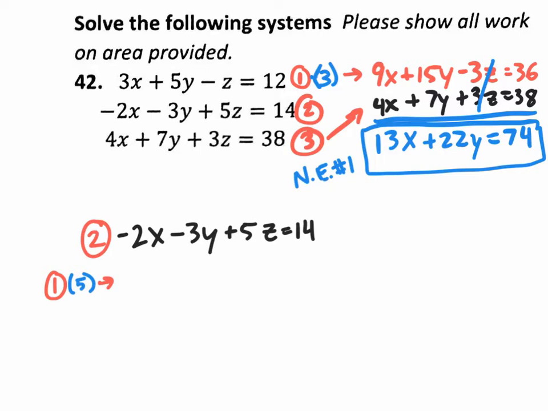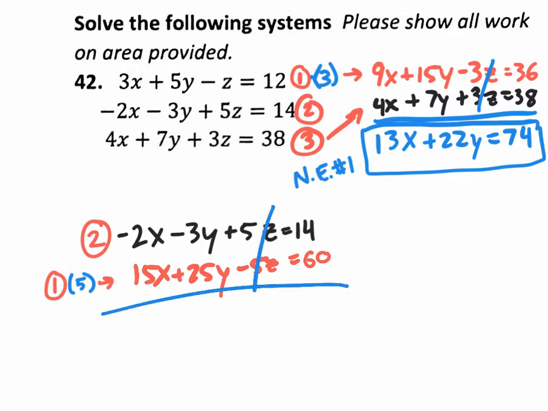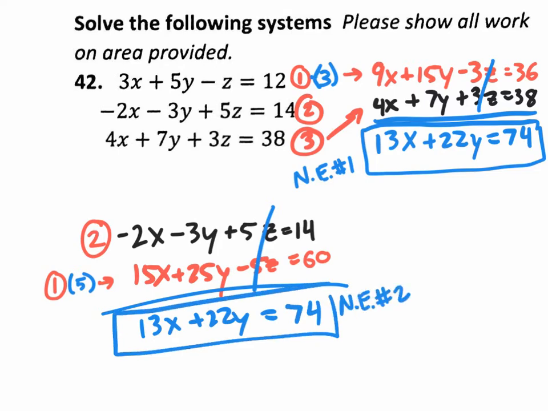So equation 1 times 5 is going to be 15x. The 5y times 5 is going to be 25y. That's positive. And then negative z times 5 is negative 5z. And at the very end, 12 times 5 is 60. So we did that to be able to eliminate the same variable z's. And negative 2 plus 15, that's 13x. Negative 3 plus 25y, that's plus 22y. Equals 14 plus 60, which is 74. Okay, so this is new equation number 2. And this is barely step 2.